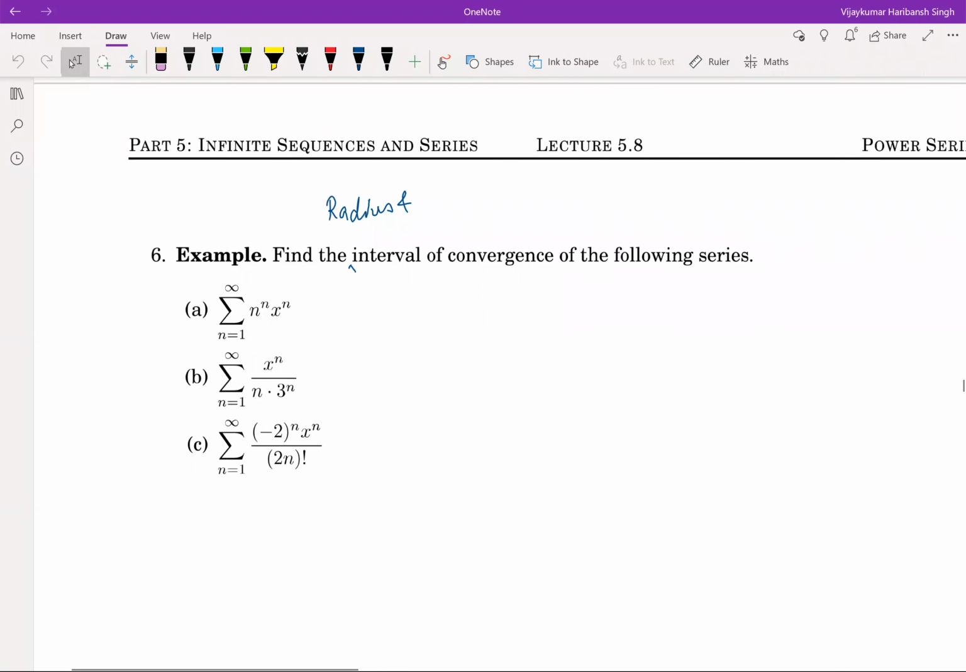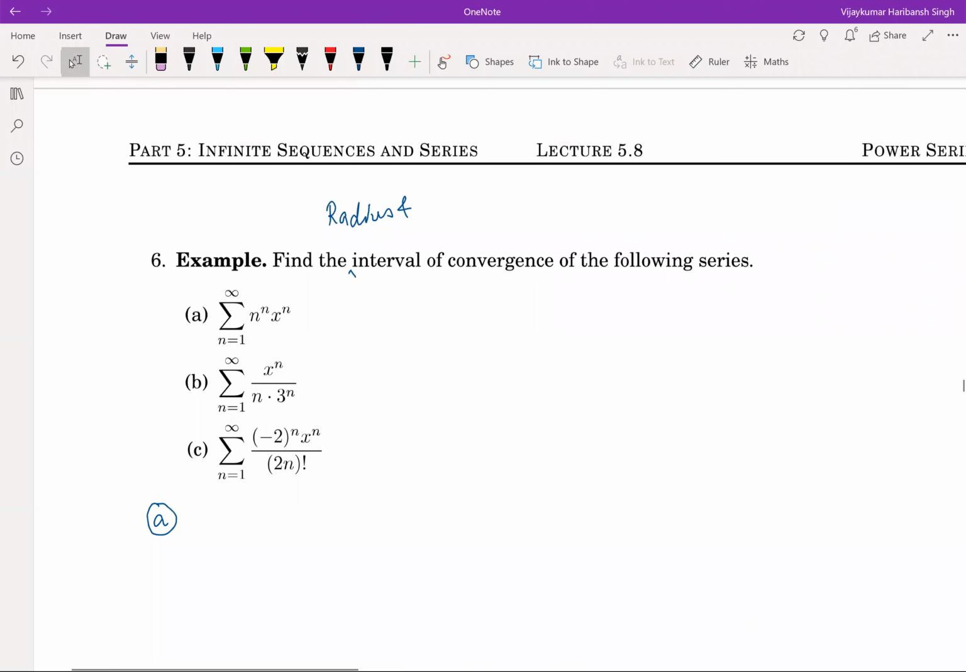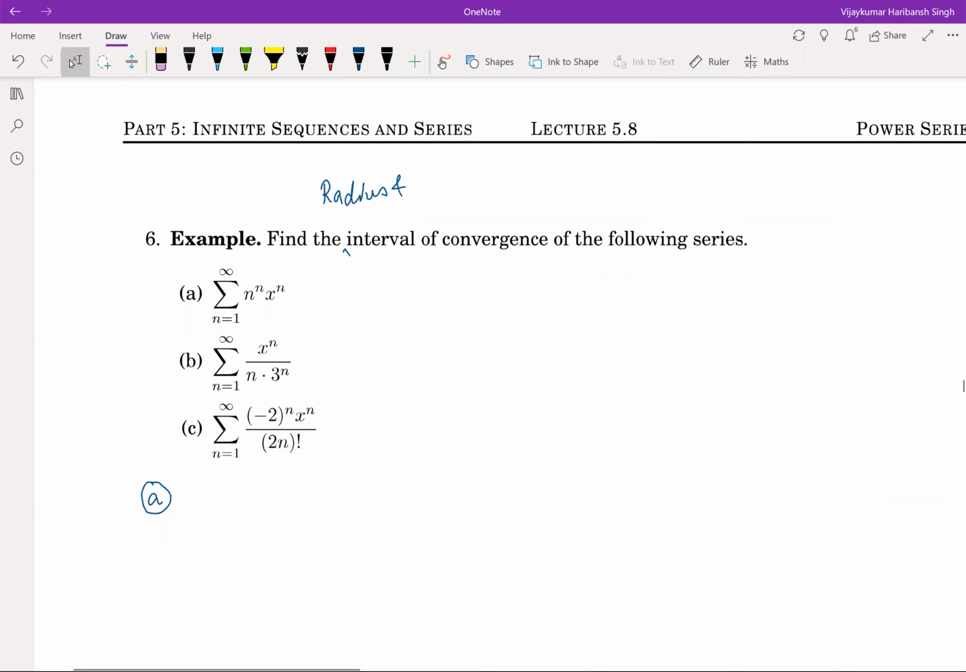So first one, A. In this case, I can apply the root test as well. So for power series, you should apply either the ratio test or the root test to find out the radius of convergence. Okay. So just to keep the problem different, let me apply the root test here.